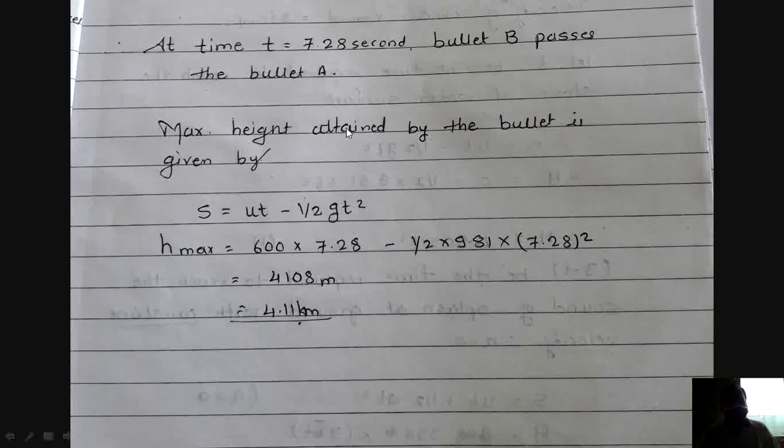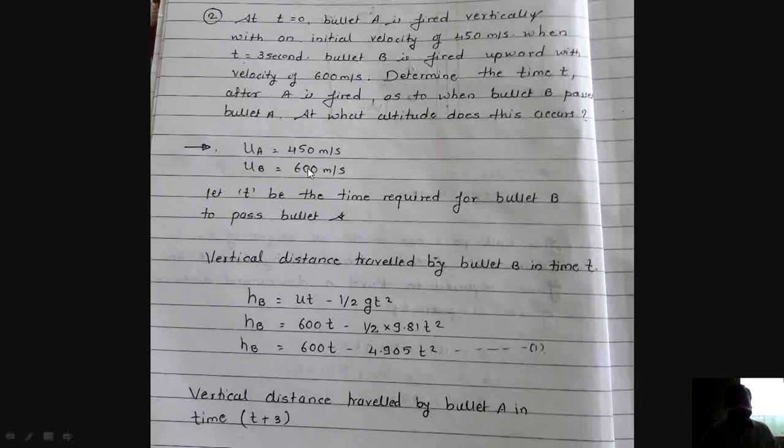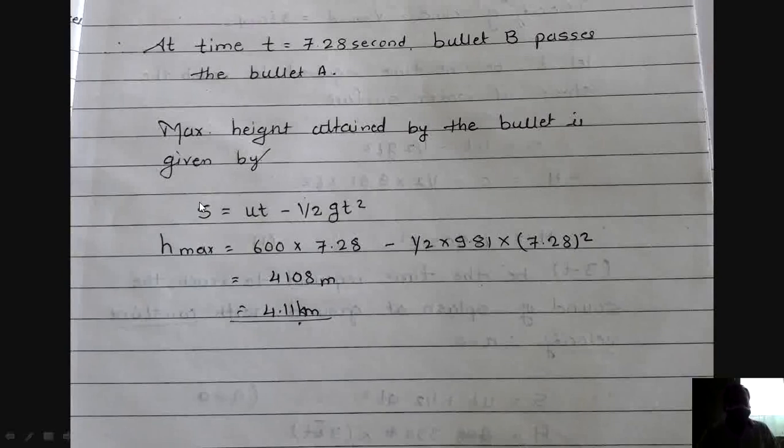Then the maximum height attained by the bullet is given by S is equal to ut minus half gt square. Here we put u, which is the initial velocity of bullet B, 600. So the maximum height attained by bullet B is h is equal to 4.11 kilometer, that is 4108 meter.